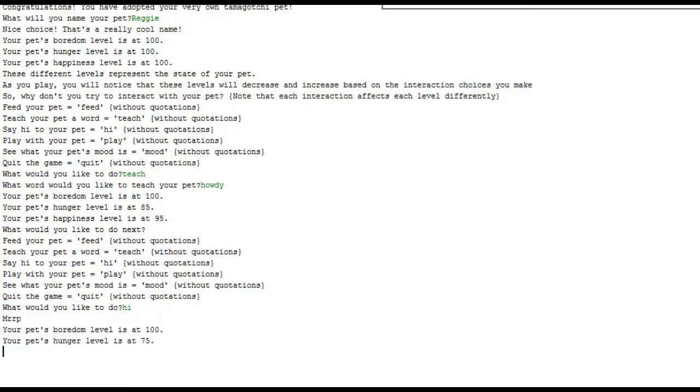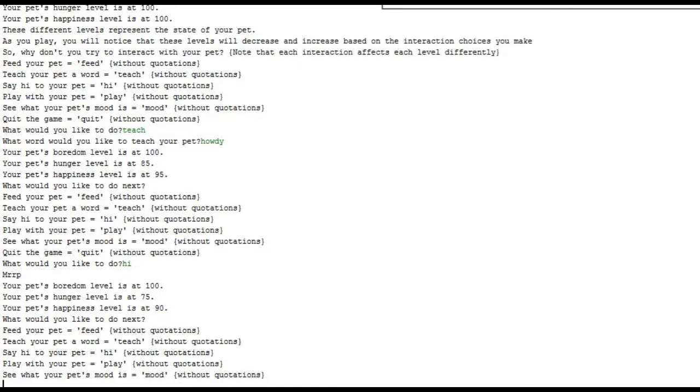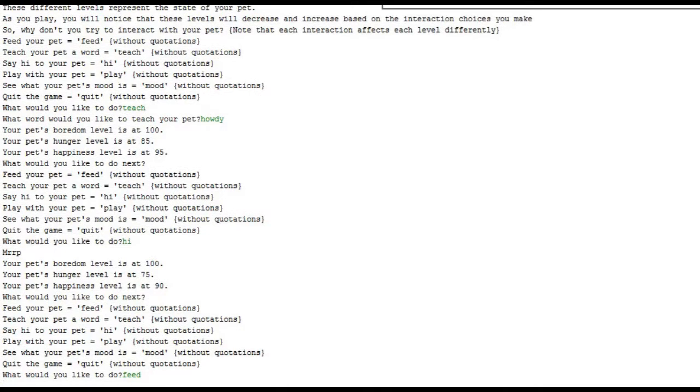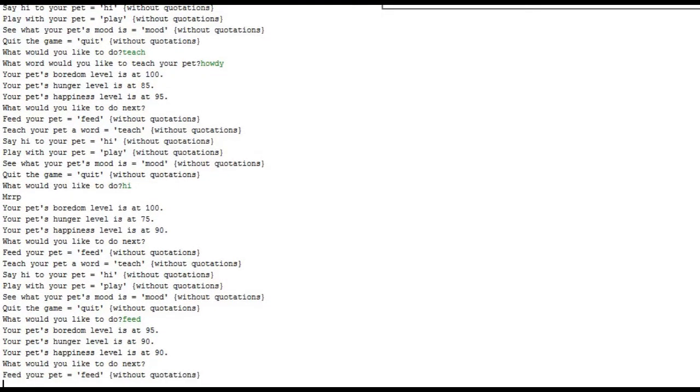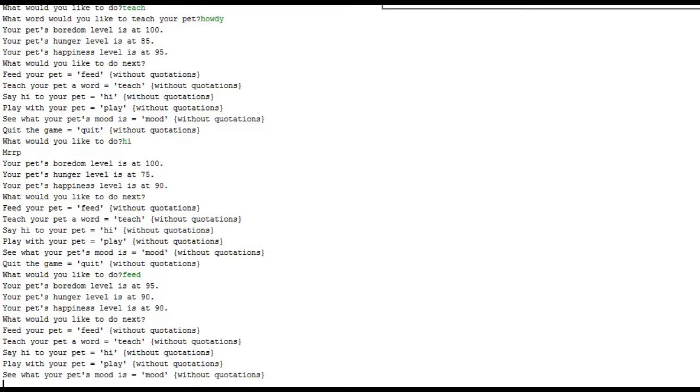Now it says MERP, which is the default word I put in the list. I don't know where it came from. But now, as you can see, the boredom level is still at 100, which is perfect. And the hunger level is now dropping pretty far, so we're going to feed my pet. So now his boredom level went down a little bit, but his hunger level went up a lot and his happiness level stayed the same.